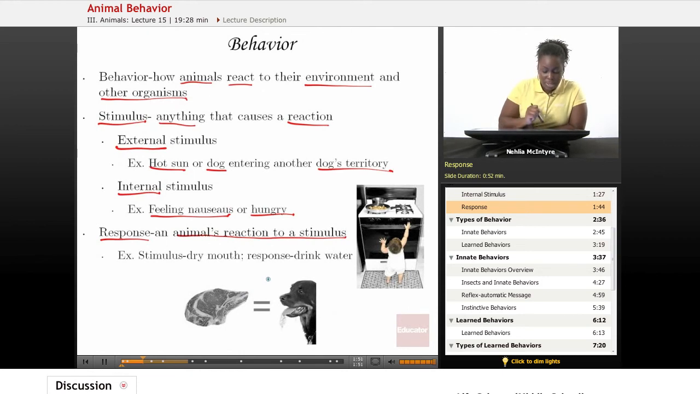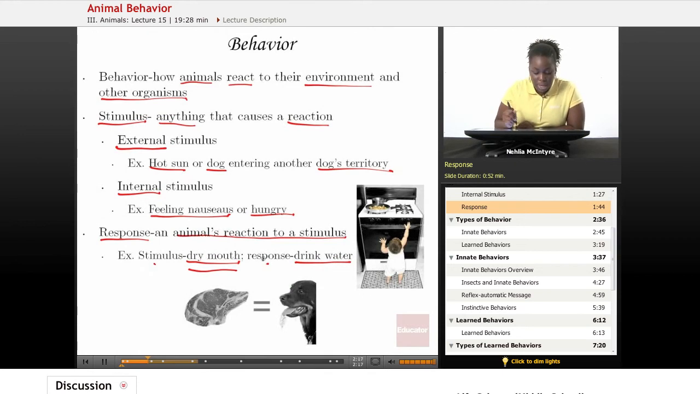For example, a stimulus would be dry mouth. Maybe the particular animal is in hot sun and getting very thirsty and panting, and this stimulus would be a dry mouth. Well, the response would be to find or drink some water. So that's how this works. This is behavior, stimulus and response.